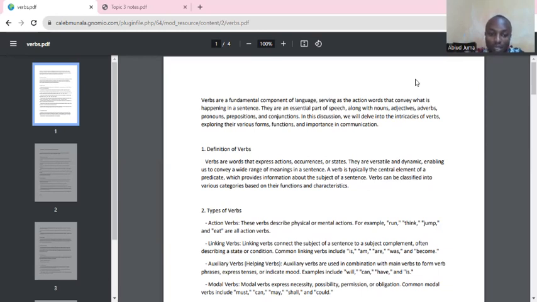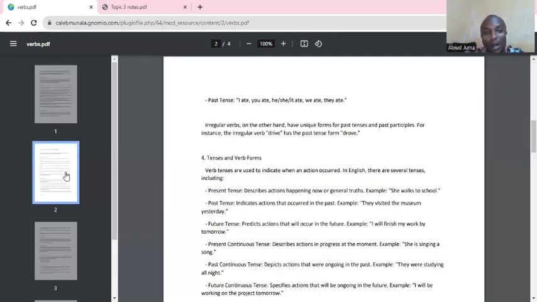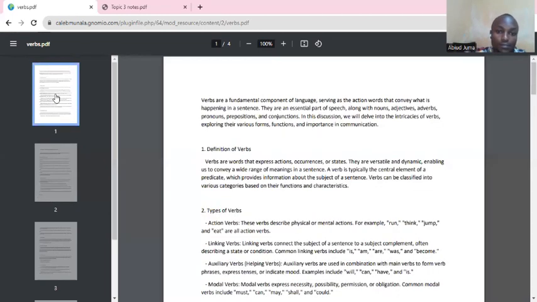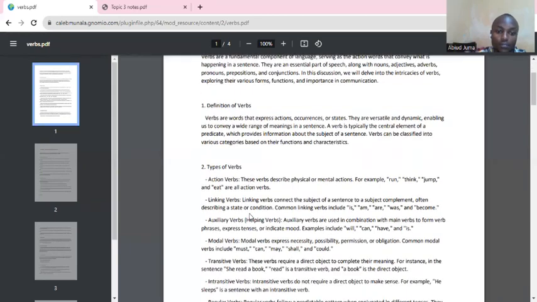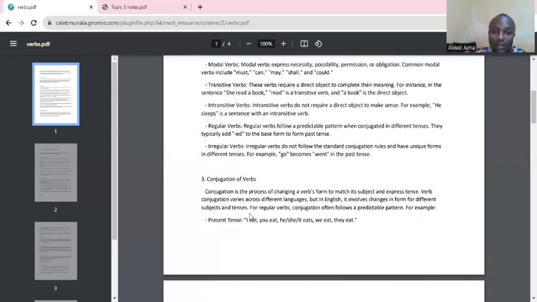Next, we're going to look at the modal verbs, and modal verbs express necessity, possibility, permission or obligation. Common modal verbs include must, can, may, shall, could. We are on the last, we are going to have past tense. Sorry for the confusion.